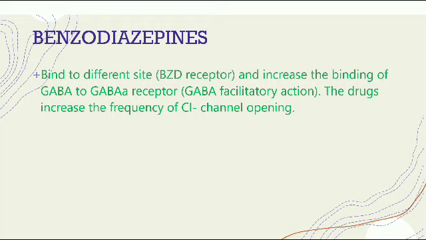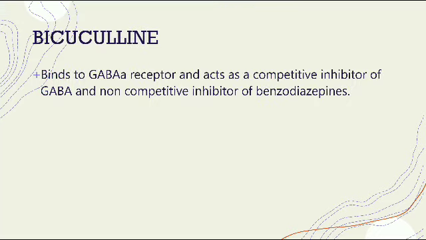Now let us move on to another drug. Now coming to another drug, that is bicuculline. So where does this bicuculline bind? It binds to GABA A receptor, and it is actually an inhibitor of GABA. It is a competitive inhibitor of GABA, whereas it is a non-competitive inhibitor of benzodiazepines. So it is actually inhibiting GABA as well as benzodiazepines, but in case of GABA it is like a competitive inhibitor, whereas in case of benzodiazepines it is a non-competitive inhibitor.